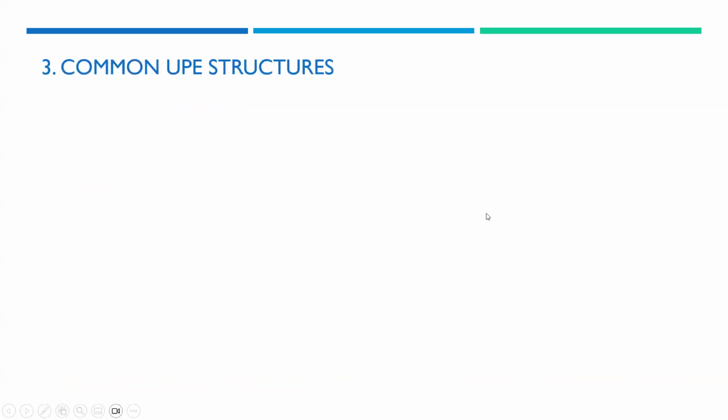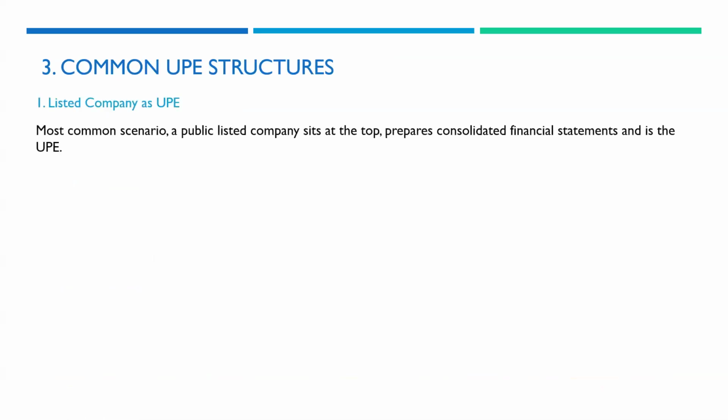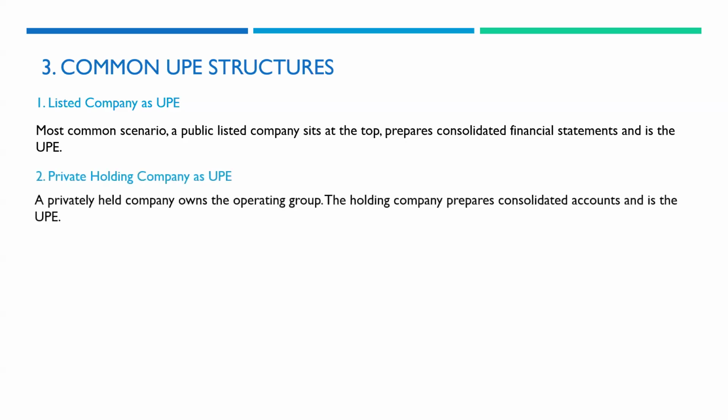This is quite straightforward. Now, what are the common UPE structures? First structure is normally the UP would be a listed entity, correct? The one at the very top would be a listed entity. If it is the listed entity and it prepares consolidated accounts, it is very easy for us to identify who the UP is. It could be a private holding company also, a privately held company that owns the whole operating group, and that private company prepares consolidated accounts, and that is the UP. So these are just scenarios of who could be the UP.